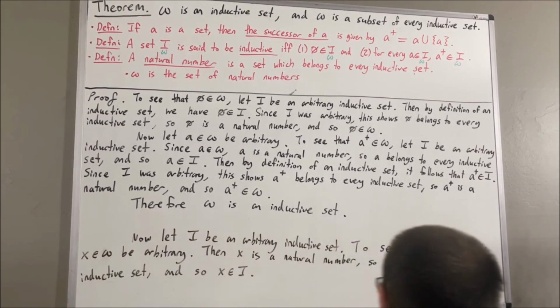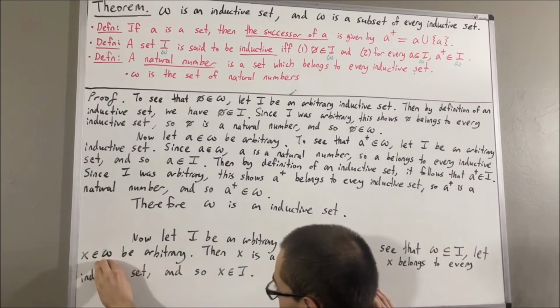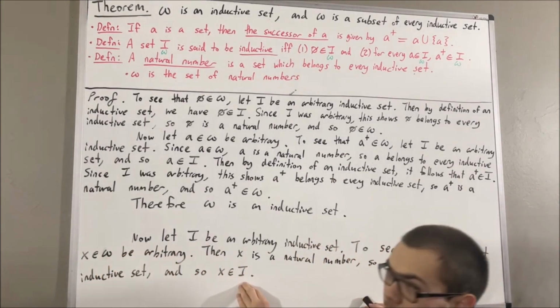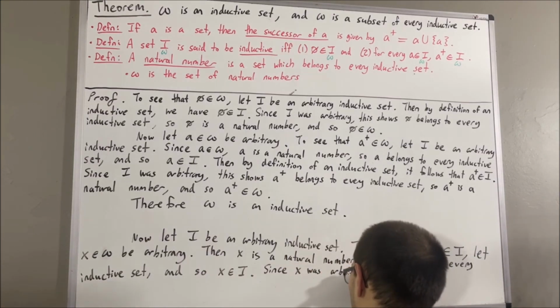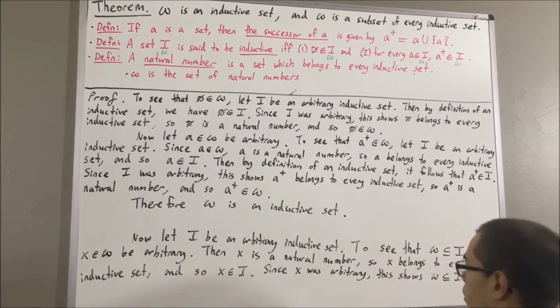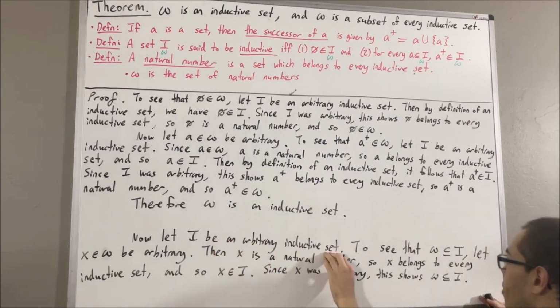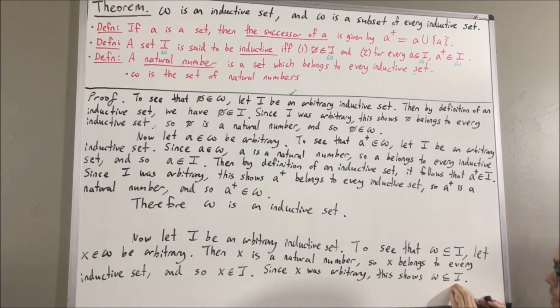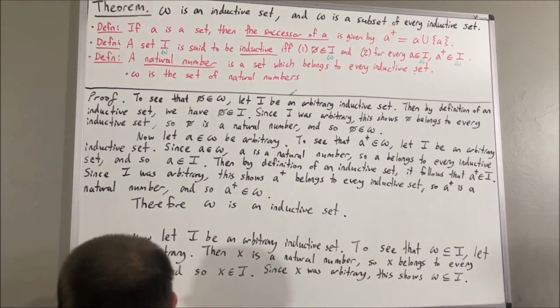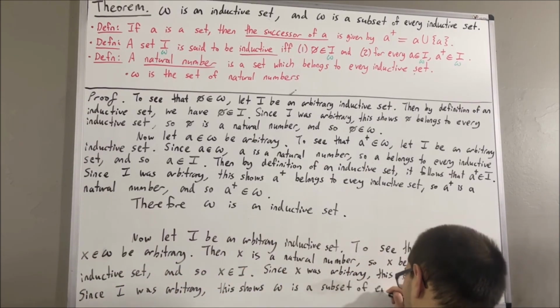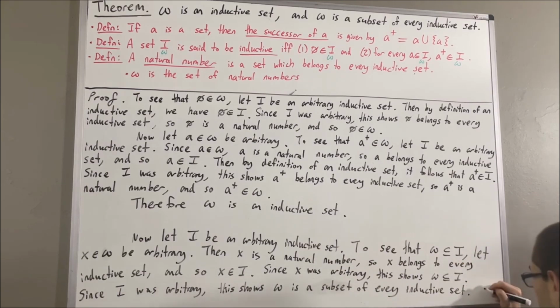And so what we've shown here is if x is any element of omega, then x belongs to I. So omega is a subset of I. So we have shown if I is an arbitrary inductive set, then omega is a subset of I. Therefore, omega is a subset of every inductive set. And so this completes the proof.